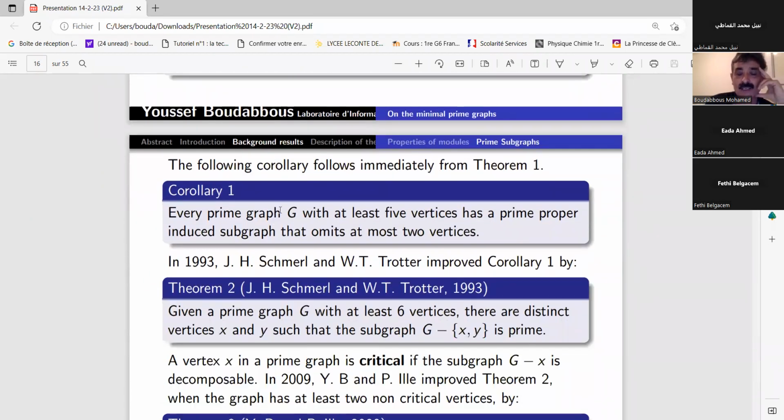As a corollary of theorem 1, since any prime graph has a P4, we can add 2 by 2, and we obtain a proper prime subgraph with order n-1 or n-2 if the graph is of order n. Thus, every prime graph with at least 5 vertices has a prime proper induced subgraph that omits at most 2 vertices, 1 or 2. This result was improved by Schmerl and Rutter.